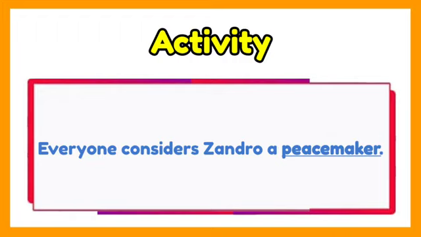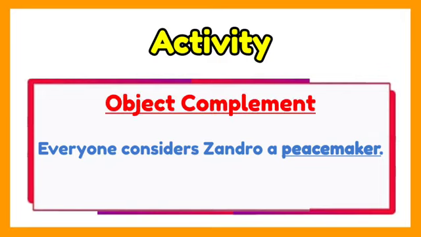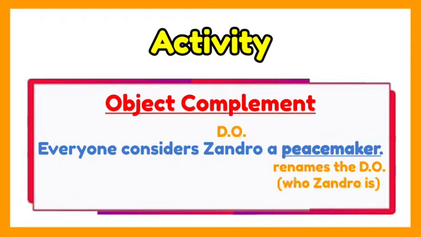Next, everyone considers Xandro a peacemaker. A peacemaker in this sentence is an object complement. Again, it renames the direct object, which is Xandro. It tells who Xandro is.